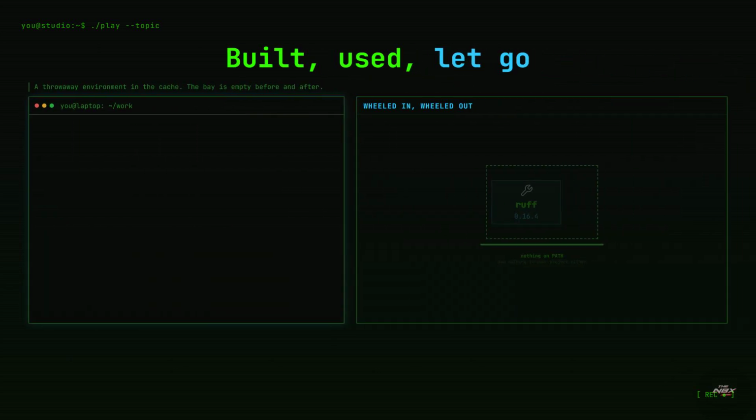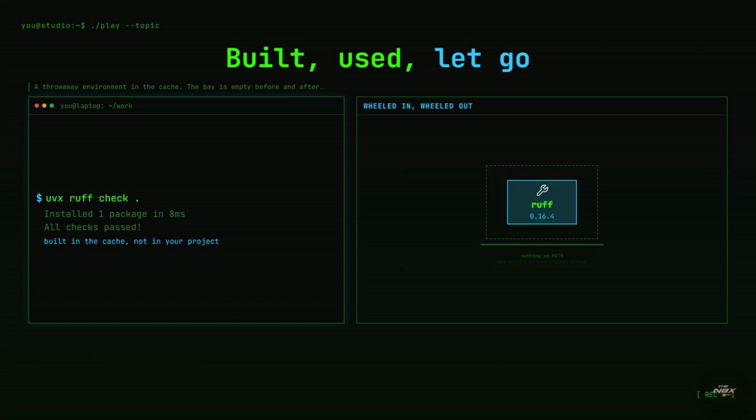So, what actually happens when you run one? uv builds a tiny throwaway environment off in the cache, drops the tool into it, runs the tool, and then simply stops caring about that environment. Your project isn't touched, which means nothing lands on your path either. You won't find a new command sitting there afterwards.